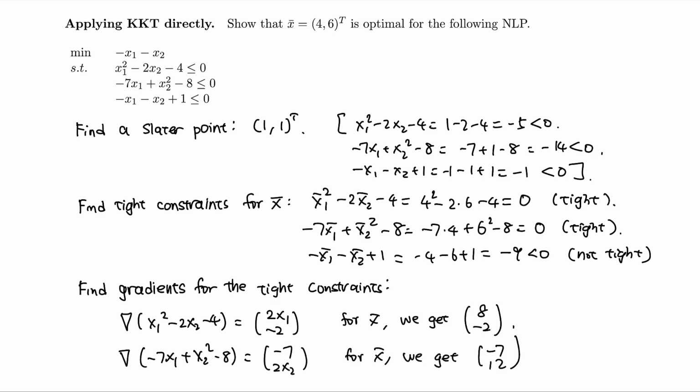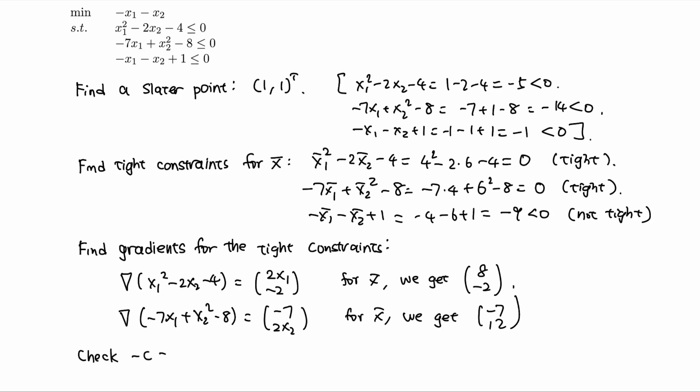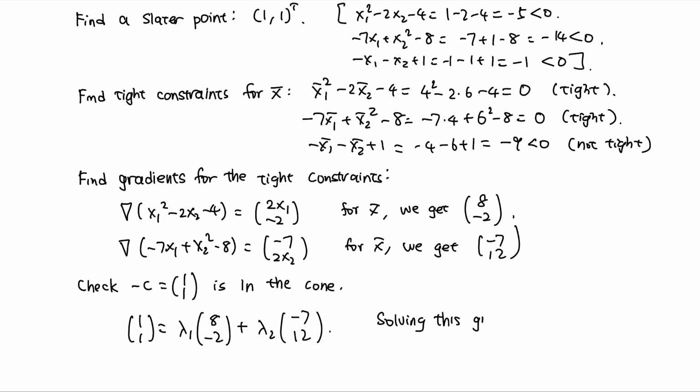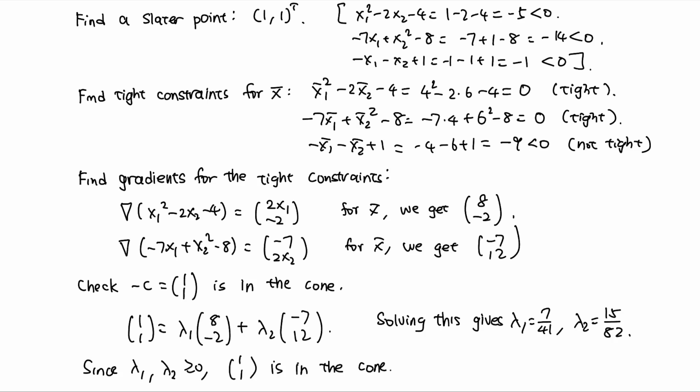We then check if minus c, which is (1, 1), is in the cone. We solve the usual cone equation. (1, 1) is equal to lambda 1 times (8, −2) plus lambda 2 times (−7, 12). Solving this gives us lambda 1 is equal to 7 over 41 and lambda 2 is 15 over 82. And since both lambdas are at least 0, (1, 1) is indeed in the cone. So by the KKT theorem, our x bar is optimal.